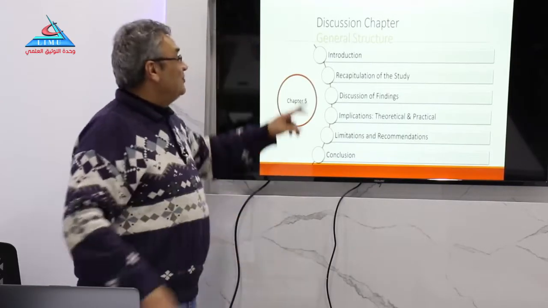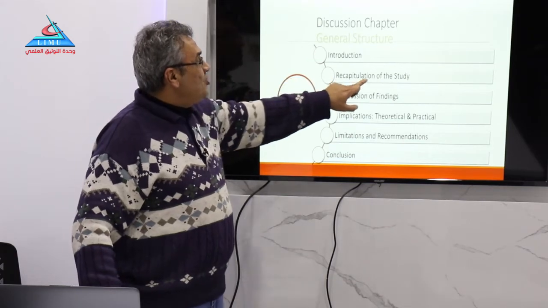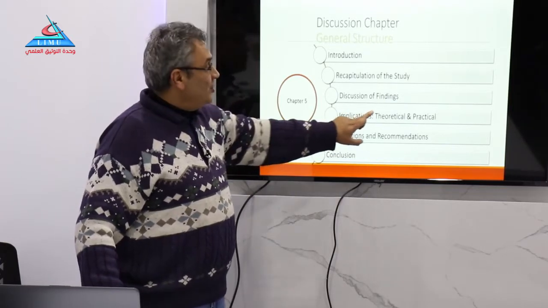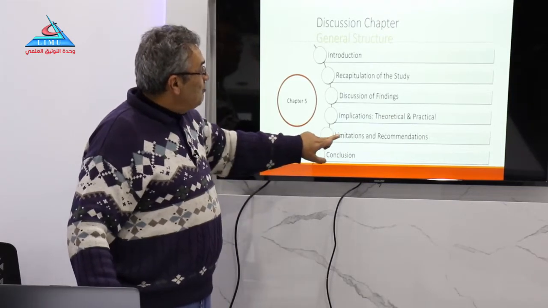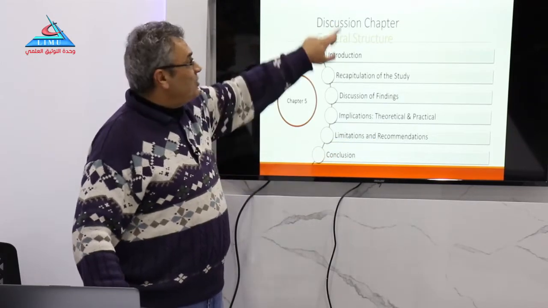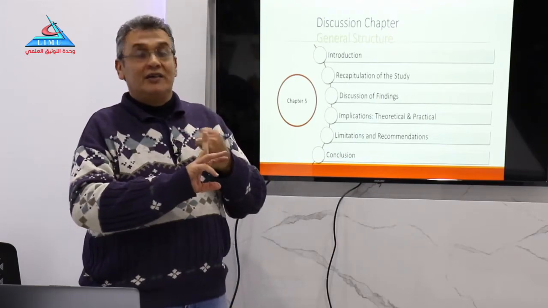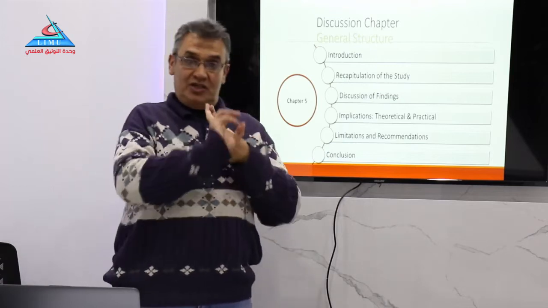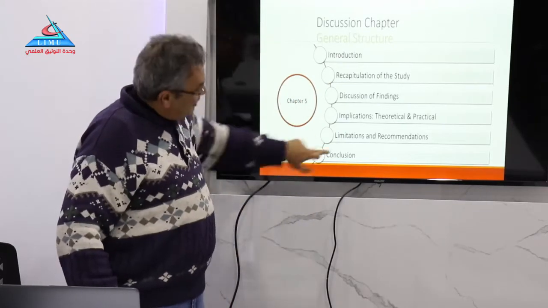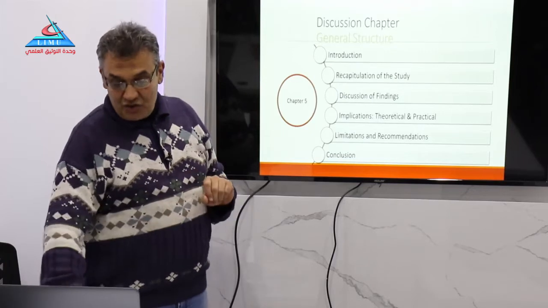So the discussion chapter, how is it structured? Generally, it starts with an introduction, then a recapitulation of the study, then discussing the findings, then the implications, either theoretical or practical, of your findings. Then you need to mention the limitations and the recommendations of your study. Then you need to conclude this chapter. Why is it chapter 5 here? Because introduction is chapter 1, review of literature is chapter 2, method is chapter 3, results is chapter 4, so the discussion is chapter 5. This is the general structure of the discussion chapter.